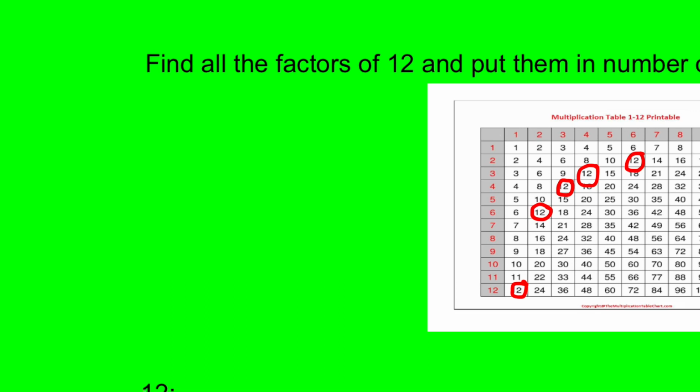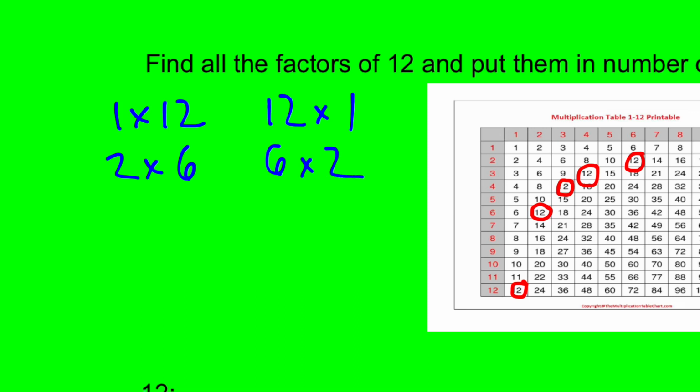And the factors of 12 are 1 times 12, or 12 times 1, it's the same thing. 2 times 6, or 6 times 2, it's the same thing. And 3 times 4, or 4 times 3.